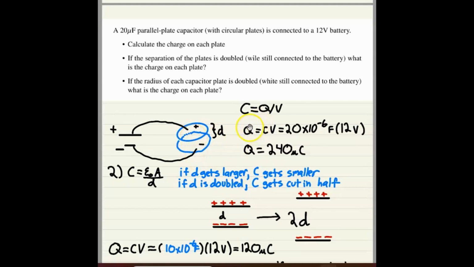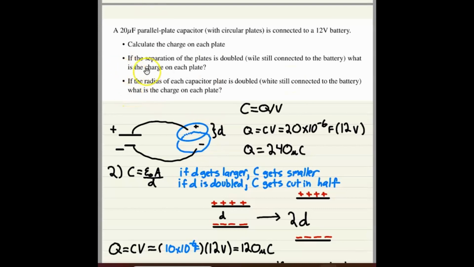The fundamental formula for capacitors is capacitance, C equals Q over V. This can be rearranged using math to say Q equals CV. We're given the capacitance is 20 microfarads. Recall micro is 10 to the negative 6. The voltage is 12 volts. That says that the charge on the capacitor is 240 microcoulombs. If you have 240 microcoulombs on this plate and negative 240 microcoulombs on this plate, for this capacitor, you will get a voltage of 12 volts.